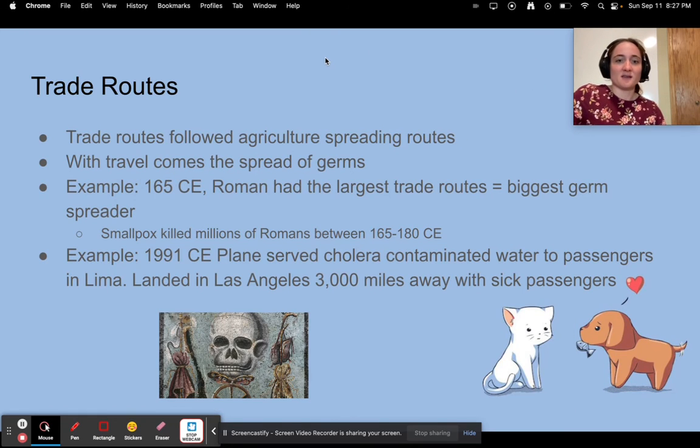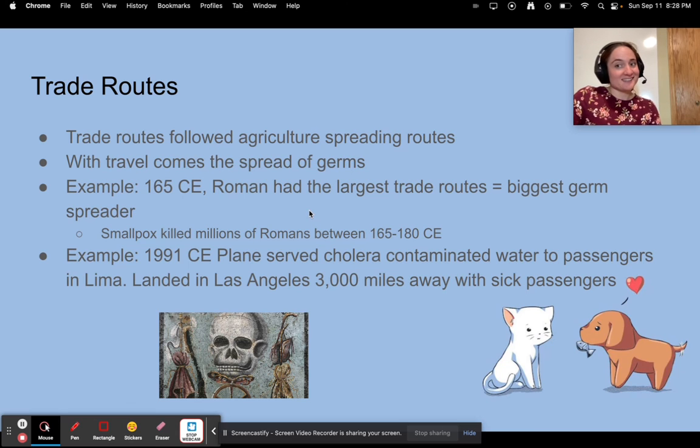So trade routes followed agricultural spreading routes. With travel comes the spread of germs. An example would be in 165 CE, Rome. Rome had the largest trade route, which also equaled the biggest germ spreader. So back in 165 to 180 CE, smallpox killed millions of Romans.